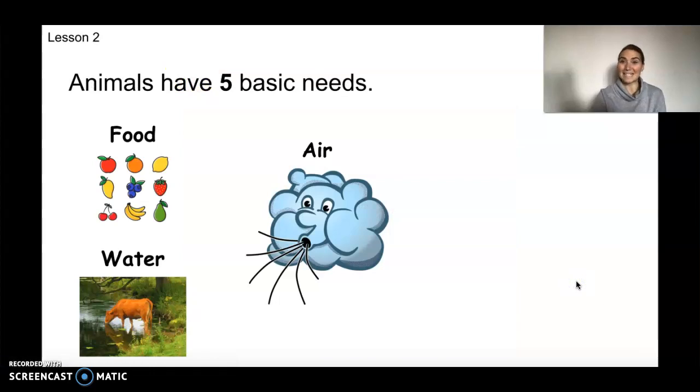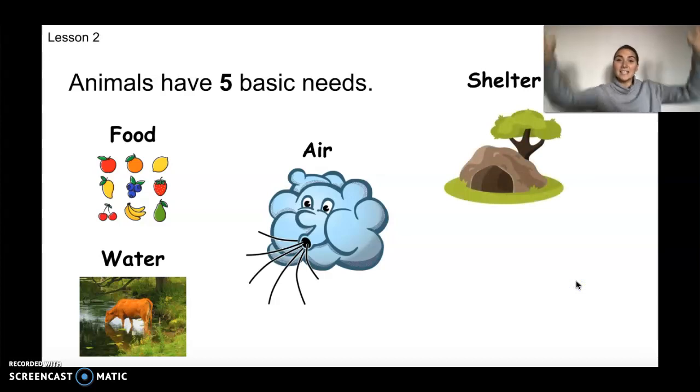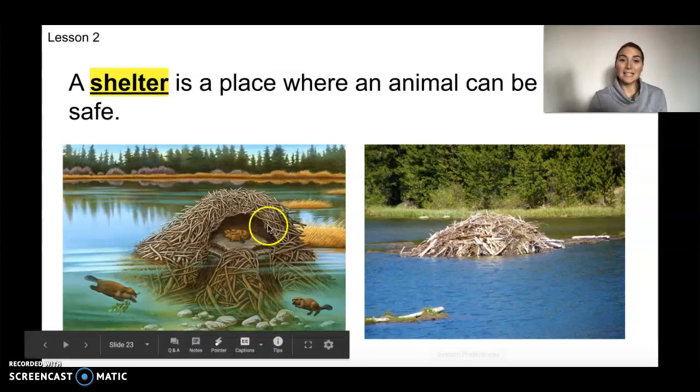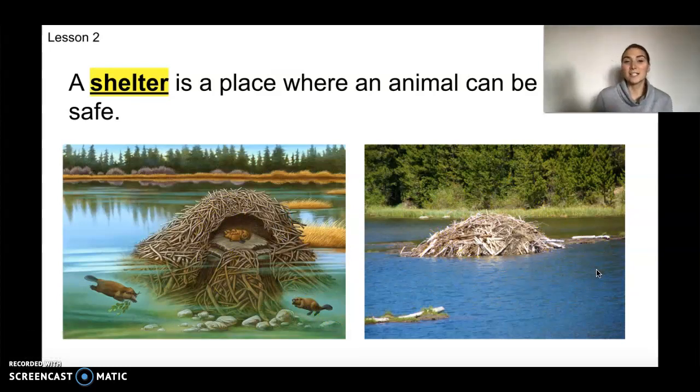The next basic need that all animals have to survive is shelter. A shelter is a place where an animal can be safe. So many animals build shelter for themselves. Like in these pictures, we can see that a beaver has built itself a shelter. This shelter is called a dam, to keep them safe inside from weather or other animals outside.